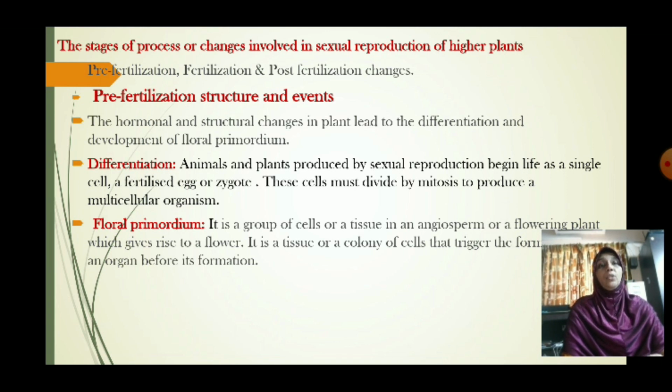What is differentiation? Animals and plants produced by sexual reproduction begin life as a single cell, a fertilized egg or zygote. These cells must divide by mitosis to produce a multicellular organism. Floral primordium: it is a group of cells or a tissue in an angiosperm or flowering plant which gives rise to a flower. It is a tissue or a colony of cells that triggers the formation of an organ before its formation.